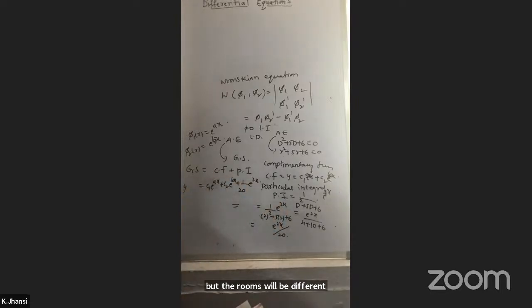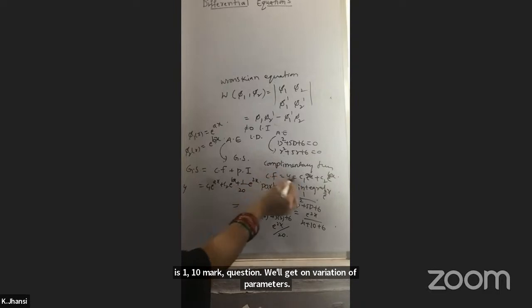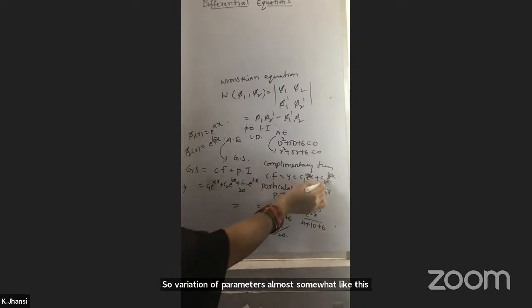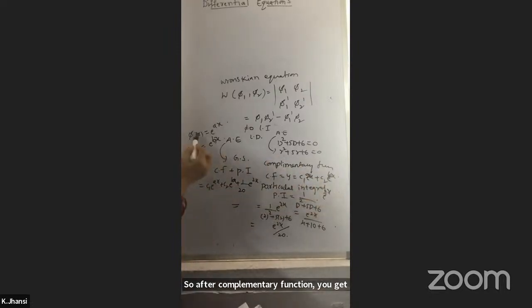And the next one is the concept of variation of parameters. You will get one 10 marks question on variation of parameters. Variation of parameters is almost like this: up to the complementary function, the same procedure will be there. After the complementary function, you will get two values, this is one root and this is one root, phi1 of x and phi2 of x.